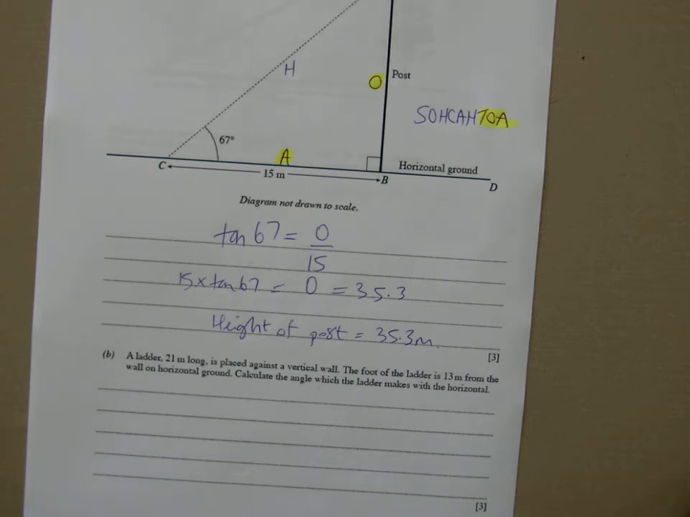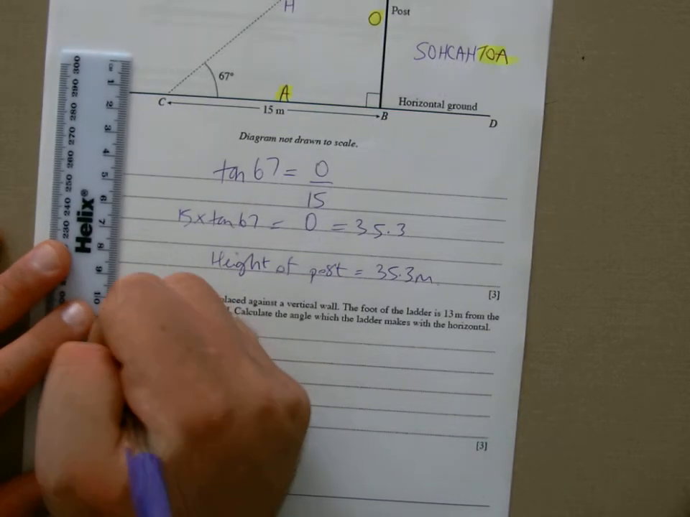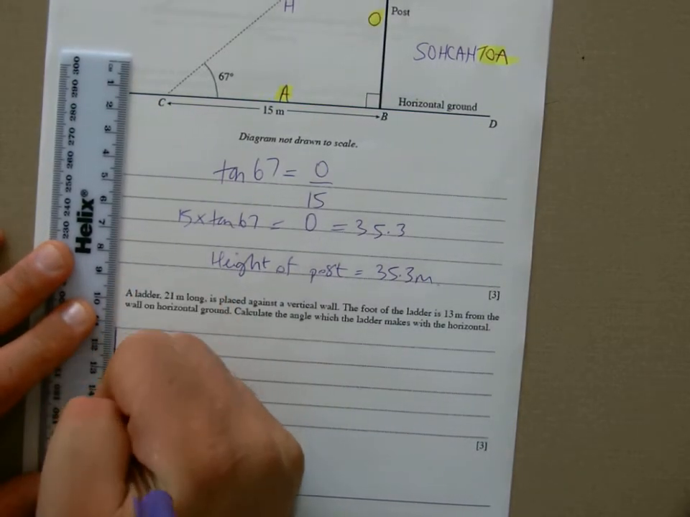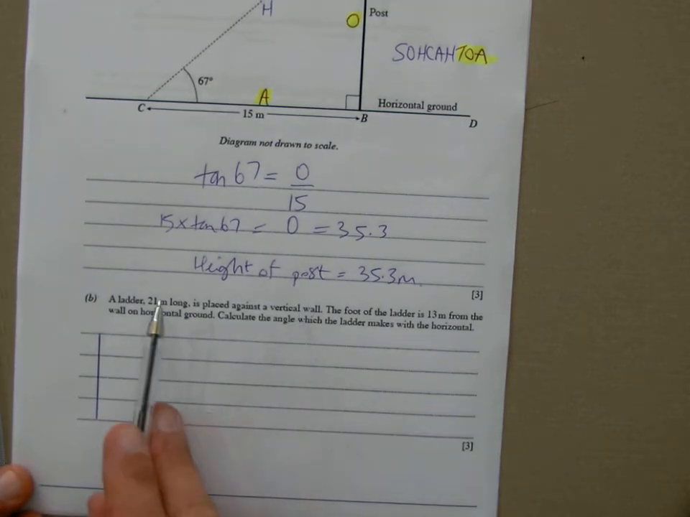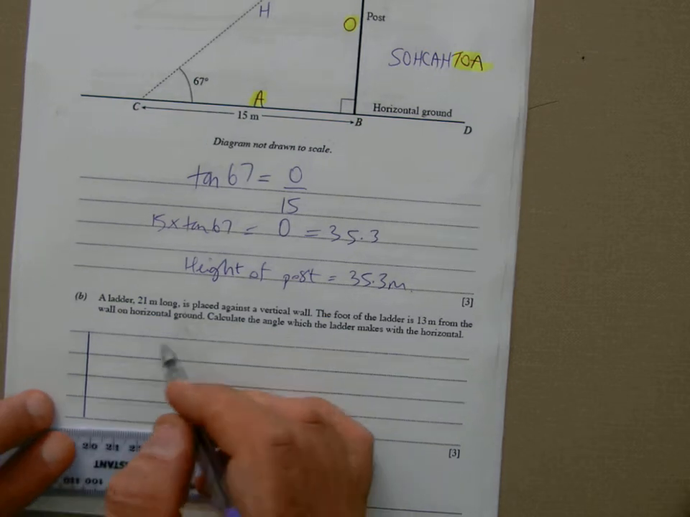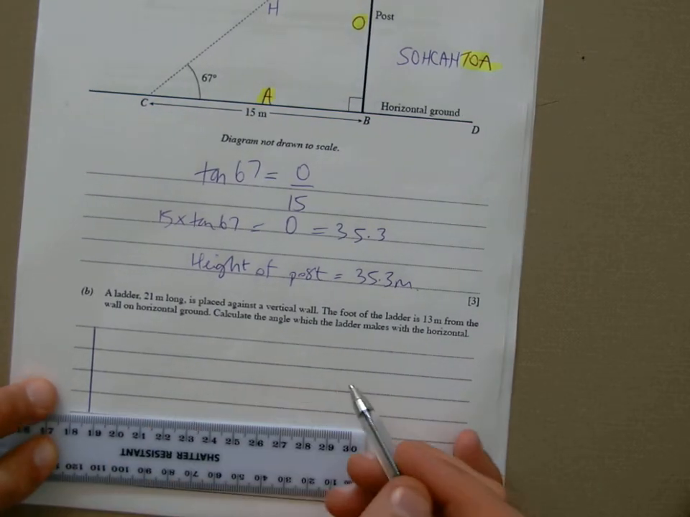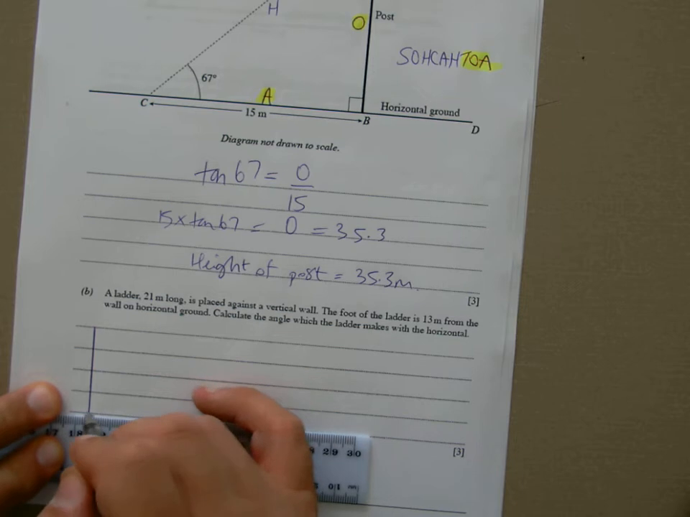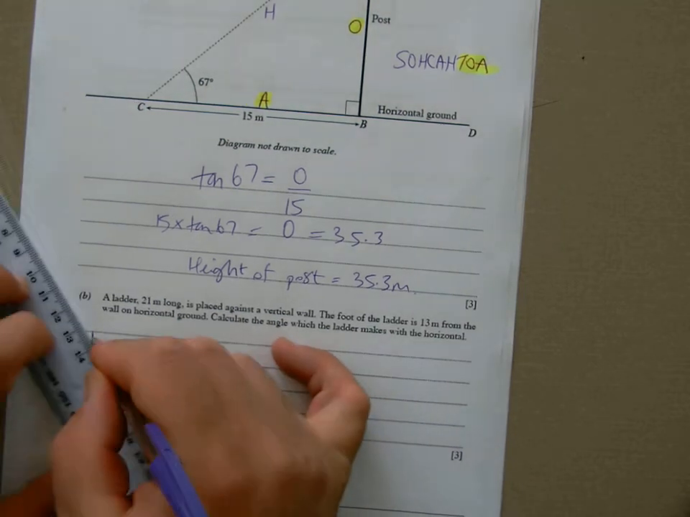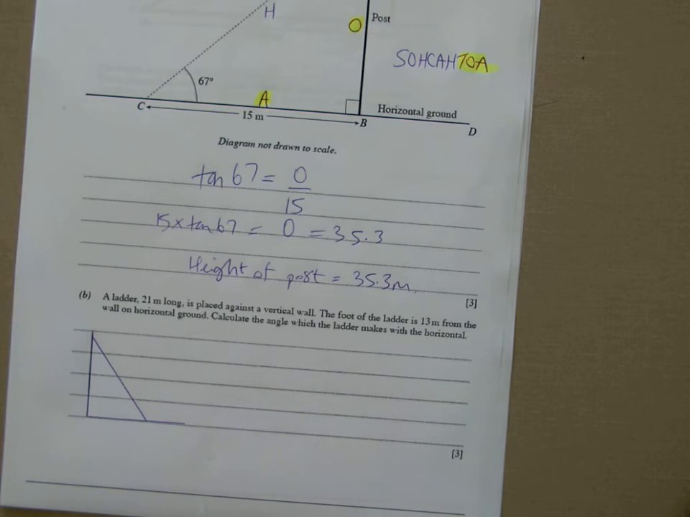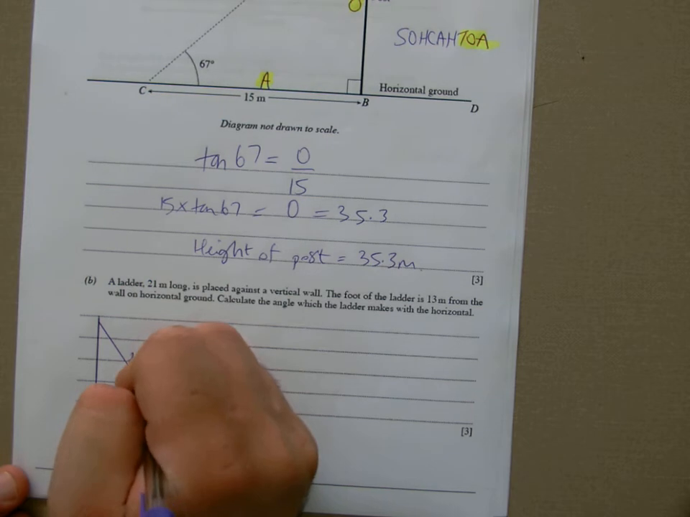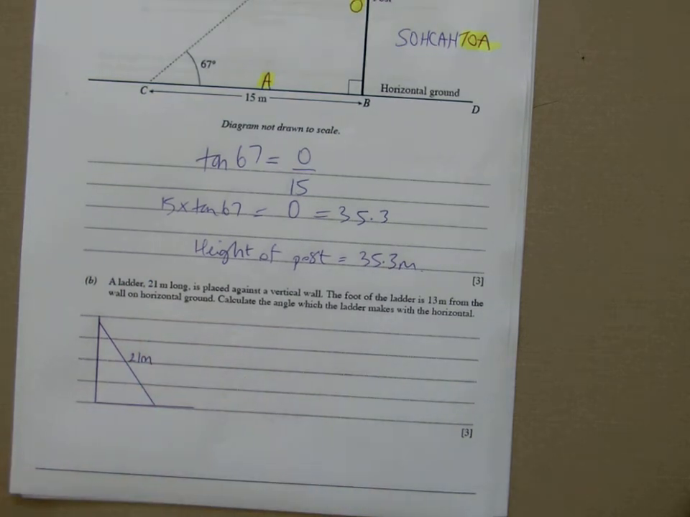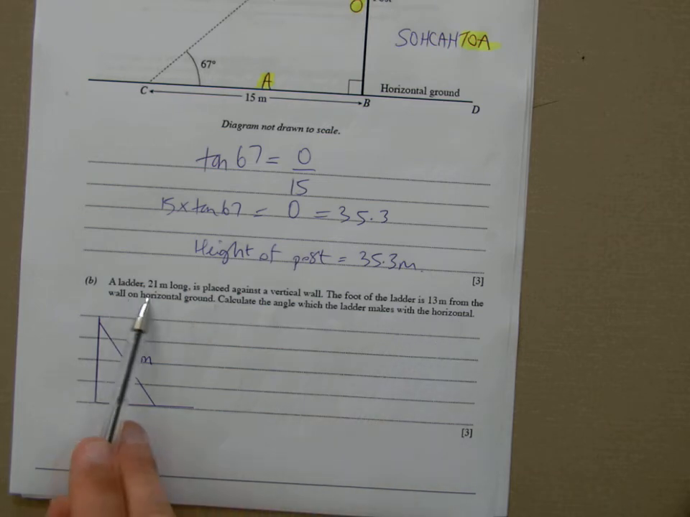In this case, we really do need a sketch. When you think of the wall to start with, a wall is always vertical, isn't it? And when you think about a ladder against a wall, it's at an angle, something like that. We're told that the ladder is 21 meters long, that's the length of the ladder. It's placed against the vertical wall. The foot of the ladder is 13 meters from the wall on horizontal ground.